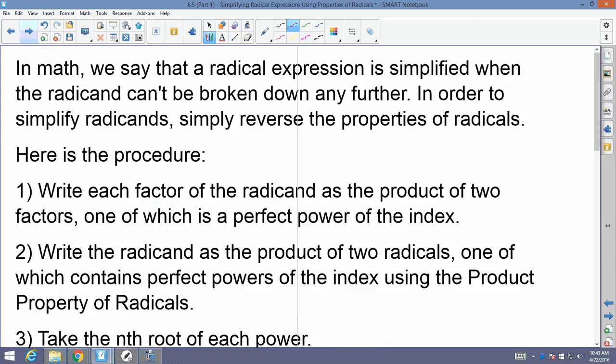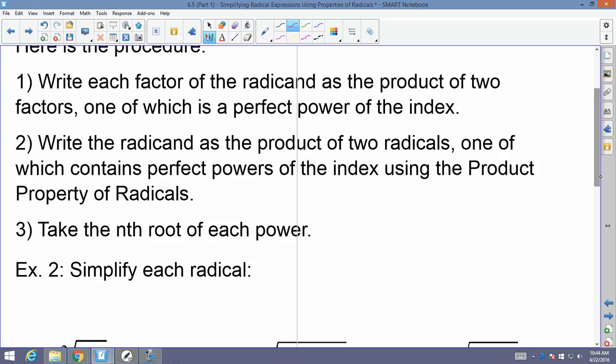Okay, in math, we say that a radical expression is simplified when the radicand, that means the inside part, cannot be broken down any further. Okay, I can't take any perfect squares or cubes or fifths. I can't take anything out. In order to simplify radicands, simply reverse the properties of radicals. Just reverse it.